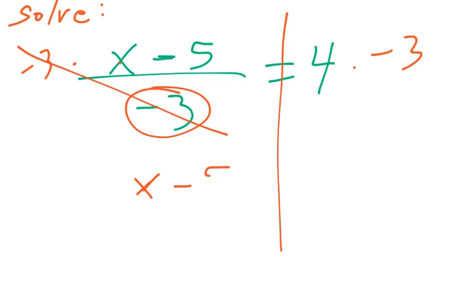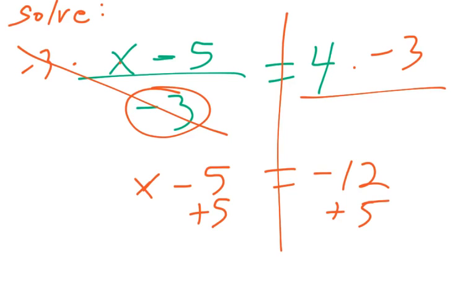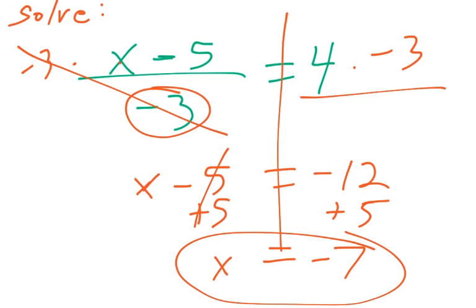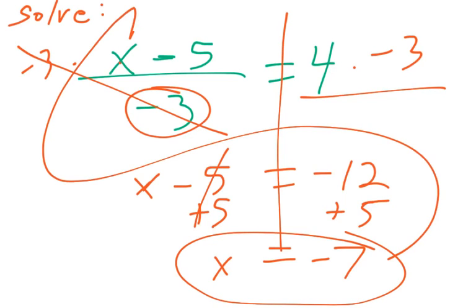X minus 5, and now 4 times negative 3 is negative 12. And now we have an easy one-step equation to solve. Since 5 is being taken away from x, we could add 5 to both sides. X equals negative 7. If we want to check this answer, plug negative 7 right there. Negative 7 minus 5 would be negative 12. Negative 12 divided by negative 3 is positive 4, so it checks out.